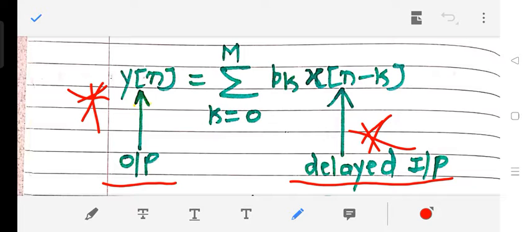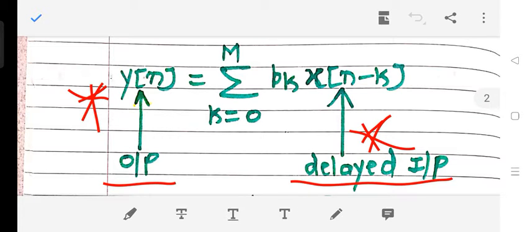As there is no feedback, there is no adaptability. It is just an all zero system. We will see the details onwards. I am just introducing you to this equation only. So we will move forward.